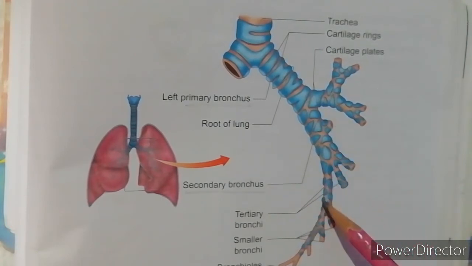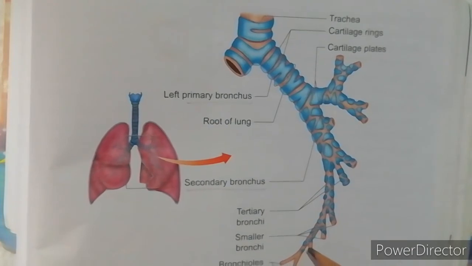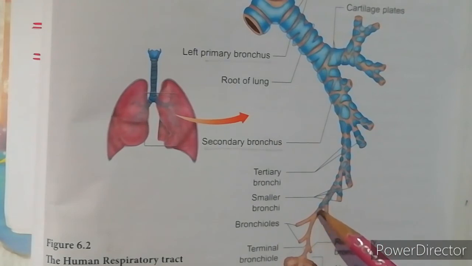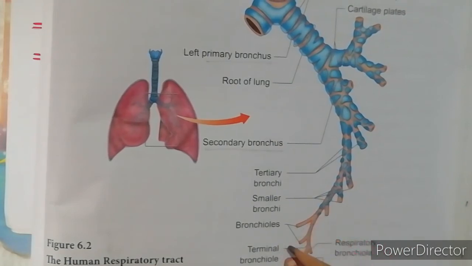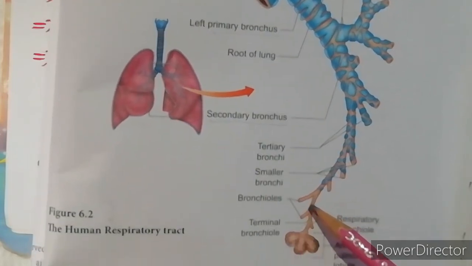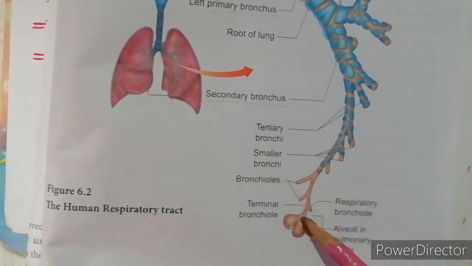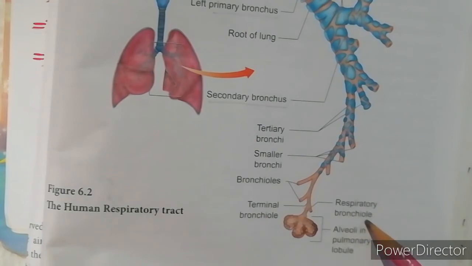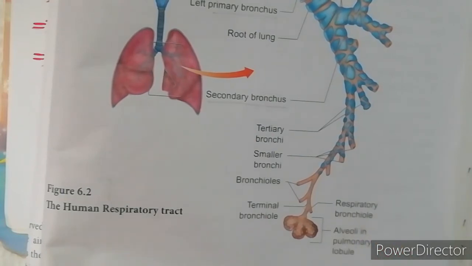These are fully covered with C-shaped cartilage plates, right? Then the tertiary bronchi again divide into bronchioles. These bronchioles we could call terminal bronchioles, and this is a terminal bronchiole, right? The terminal bronchiole finally divides again. The bronchiole which is closer to the alveoli is known as a respiratory bronchiole. Understand? Respiratory bronchiole. Have you got?